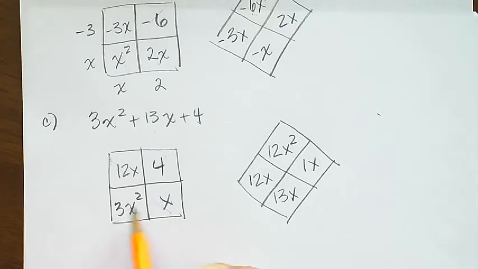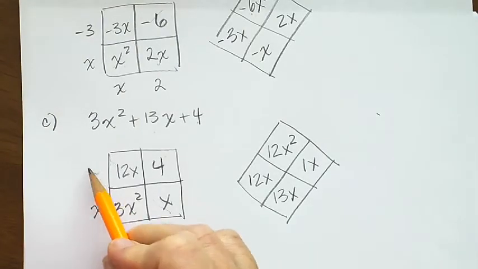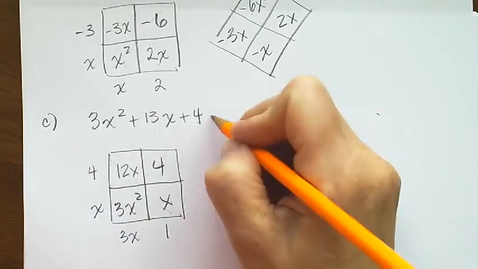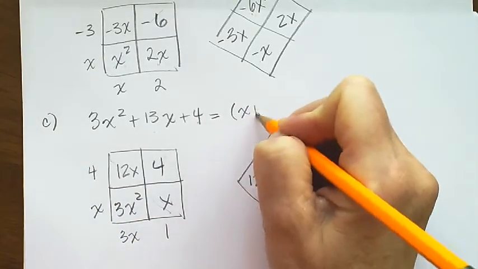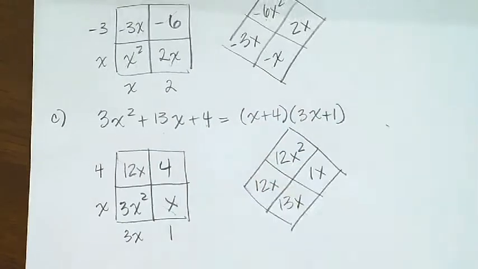3x is not a factor of x, but it is a factor of these two terms. So 3x has to go on the bottom and x has to go on the side. X times 1 is x, and 3x times 4 is 12x. So my length and width would be x plus 4 and 3x plus 1.